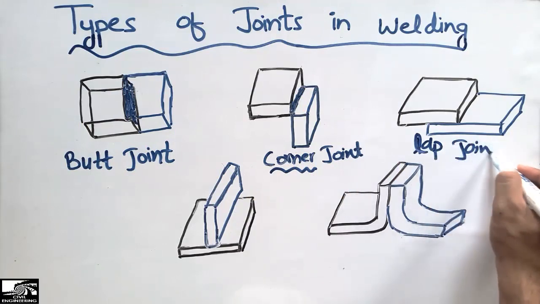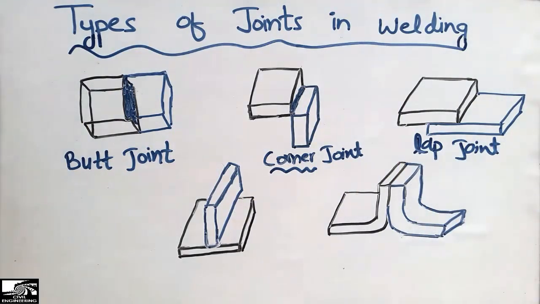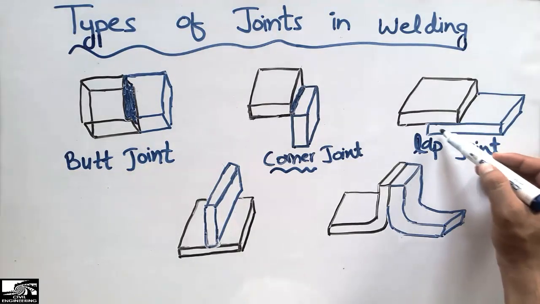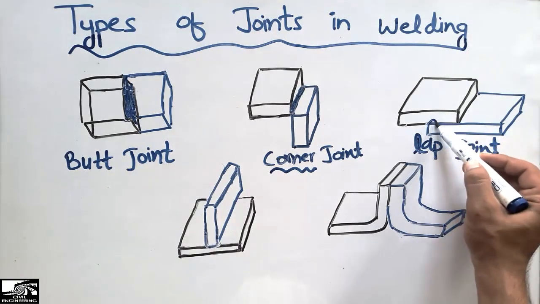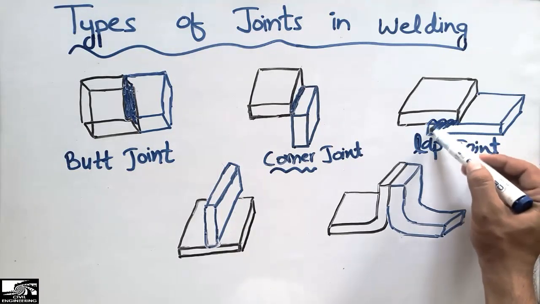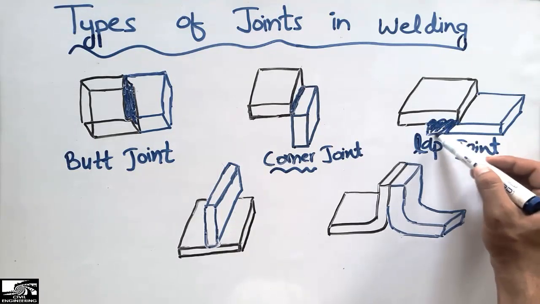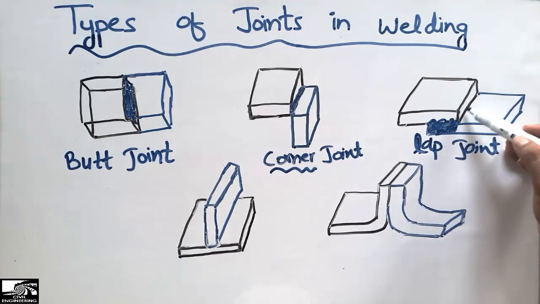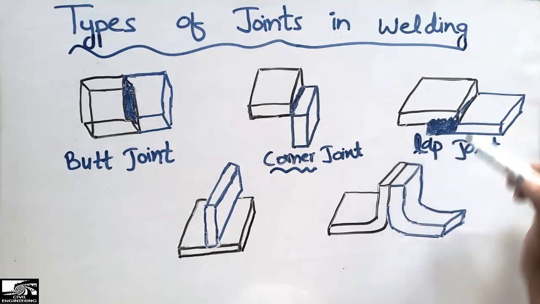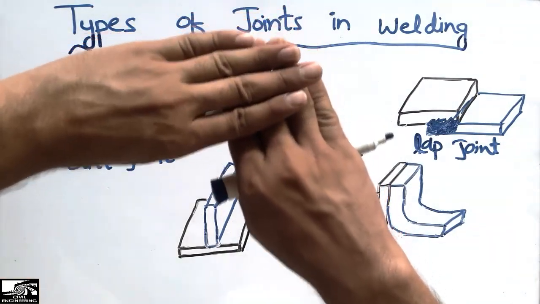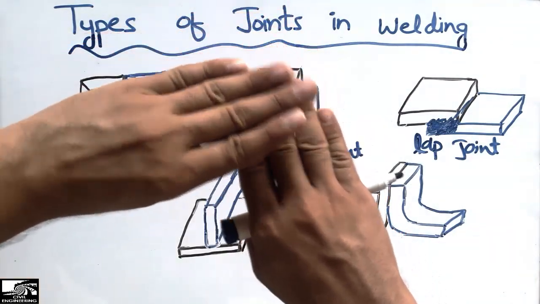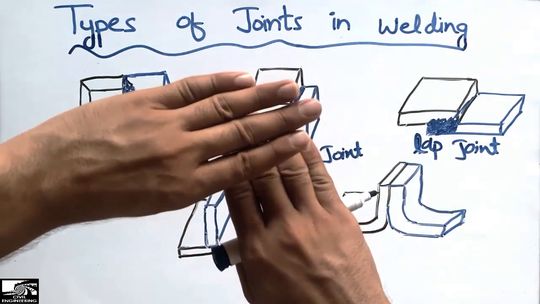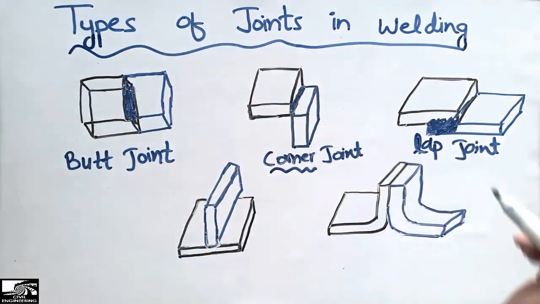The third type of joint is the lap joint. This is the type of joint in which the two members are overlapped. Like for example, this member is overlapped with the other member. Because of this overlapping distance, we call it the lap joint in welding. We put the weld here, above the one member and the other member. So these are overlapped now. So this joint is called lap joint because they are now lapped with one another.